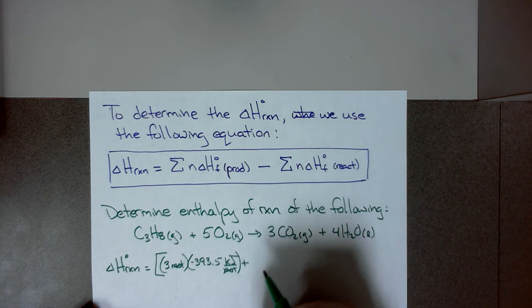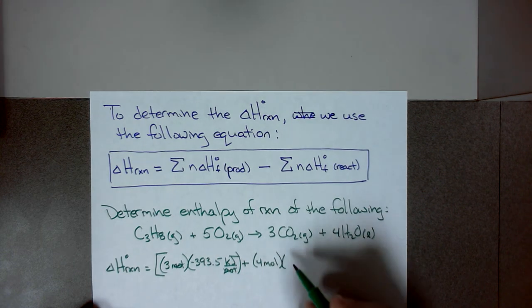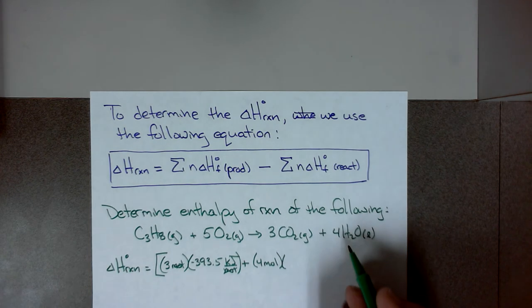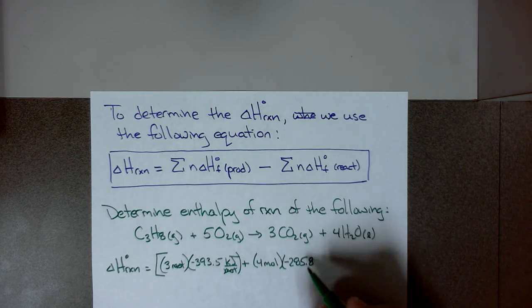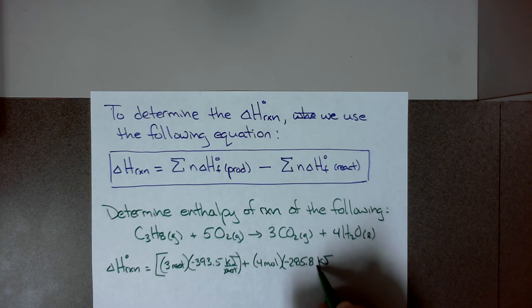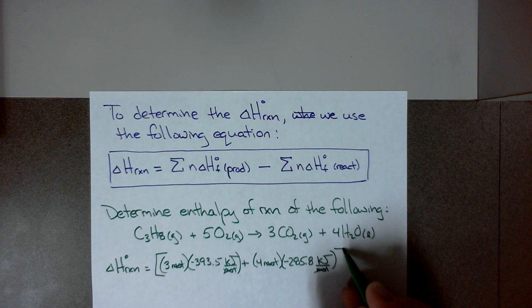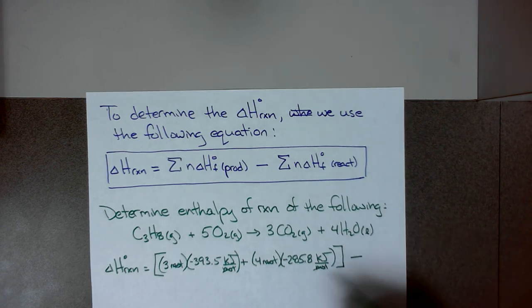Plus, we're going to sum it, the other product, which is going to be 4 moles times, and water, we said just a minute ago, was a negative 285.8 kilojoules per mole. Okay, and then that's all my products, so there's my sum, and then I'm going to subtract, and then I'm going to do the reactants here.